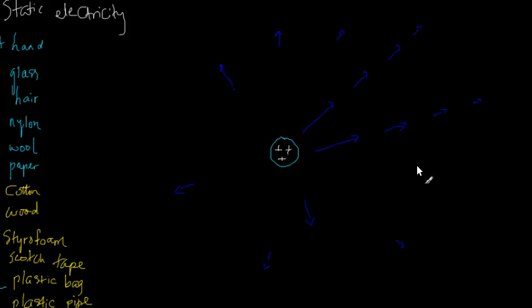Now there is a way to represent this information more directly and visually. This is how we do it. What we can do is draw straight lines coming out from this positive glass ball. Straight lines going outwards.